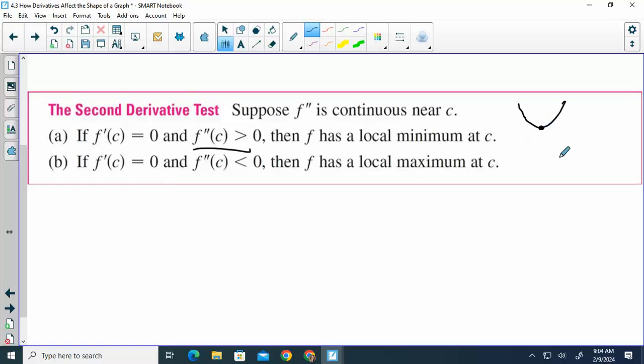If the first derivative is 0 and the second derivative is negative, that means it's curved downward, so you get a maximum. So it's just another way of determining if your critical point is a max or a min.